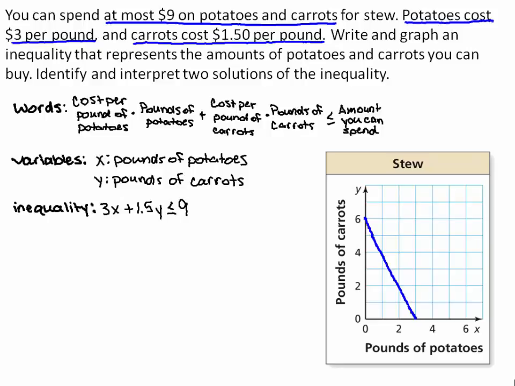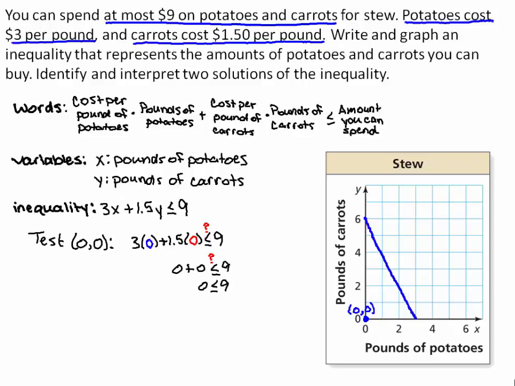Now you want to test a point that is not on the boundary line to determine whether it is a solution of the inequality, such as the point (0, 0). To test the point (0, 0), substitute 0 for x and 0 for y in the inequality. 3 times 0 is 0, and 1.5 times 0 is 0. 0 plus 0 is 0. Because 0 ≤ 9 is a true statement, (0, 0) is a solution of the inequality. Because (0, 0) is a solution, shade the half plane that contains (0, 0).